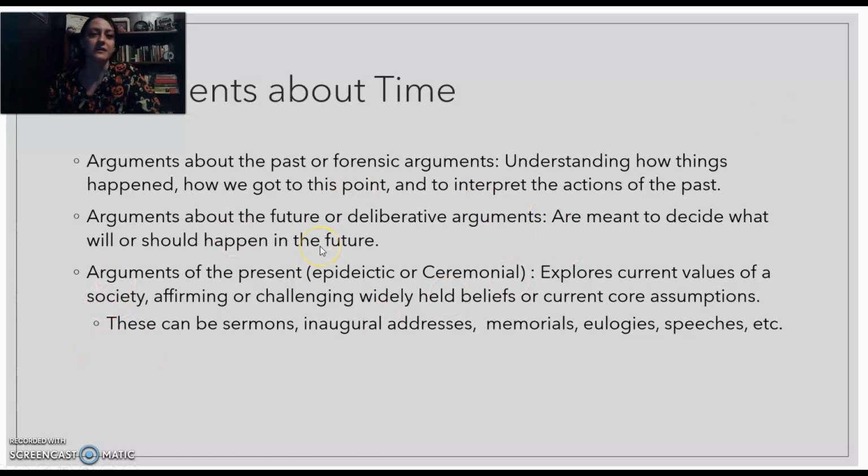Arguments about the future. This one's kind of the opposite. It's going, okay, what can we do now to impact the future? We do this quite a bit as a society, right? Especially when we talk about children. We go, okay, what should we do now for our future children or our children's children? So, arguments about the past look at the past in order to understand how we got here. Arguments about the future look at what we're doing now to better impact the future, for good or worse.